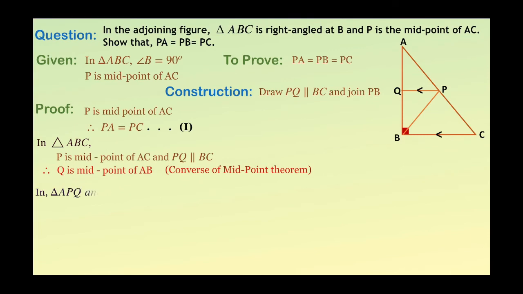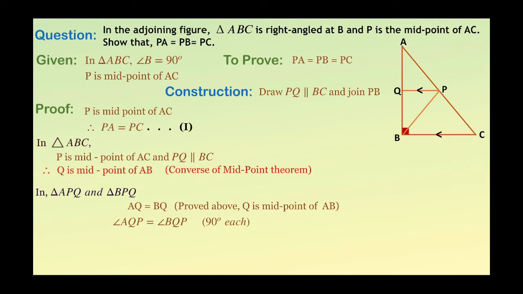Now in triangles APQ and BPQ, AQ equals BQ as we have just proved. Then angle AQP equals angle BQP, each is 90 degrees, because PQ and BC are parallel and angle B is 90 degrees. So as a pair of corresponding angles, angle Q is also 90 degrees. And we have QP as a common side between these two triangles. So by the congruency SAS rule, triangle APQ is congruent to triangle BPQ.